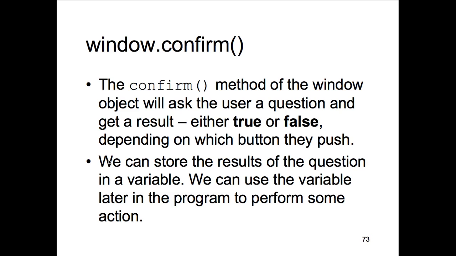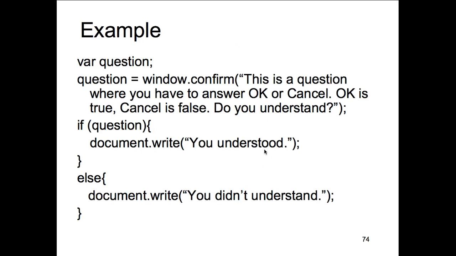So, confirm. The confirm method of the window object will ask the user a question and get a result. It's either going to be true or false depending on which button was pressed. You can store the result of the question in a variable, and use the variable later in the program to perform some action. Here's an example. Now that we know the pieces, we can start looking at the source code examples. Variable question is going to be equal to window.confirm.